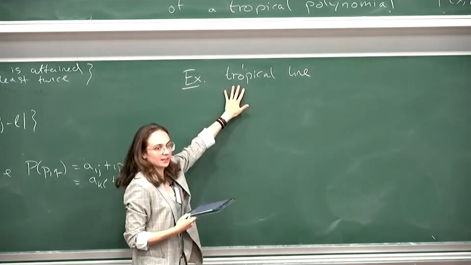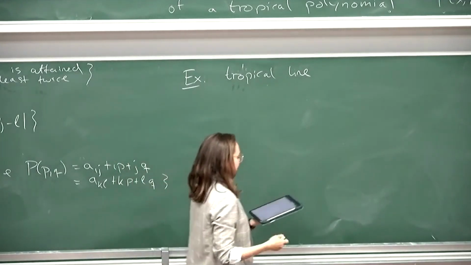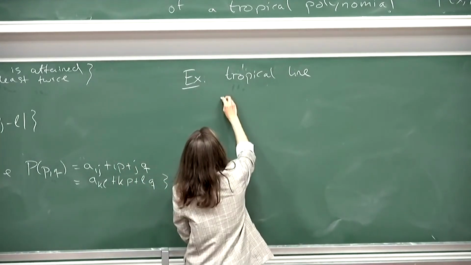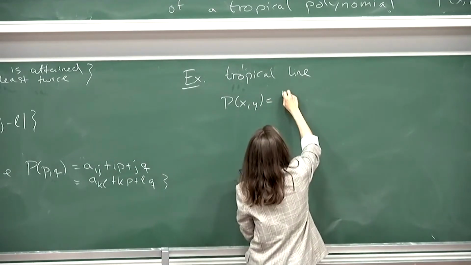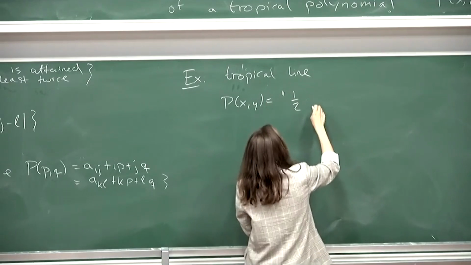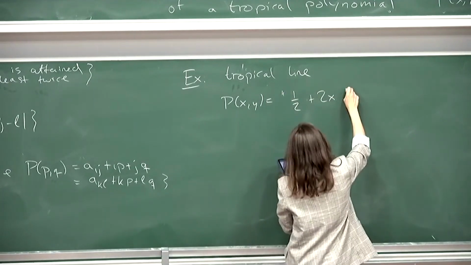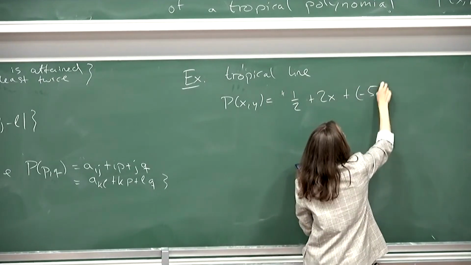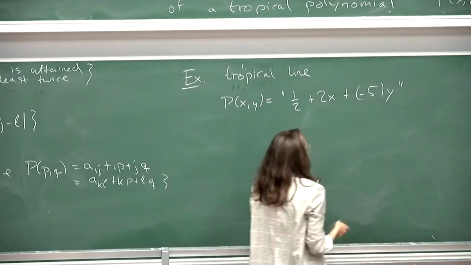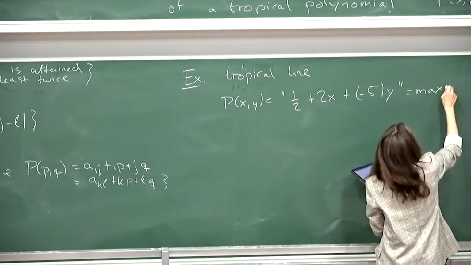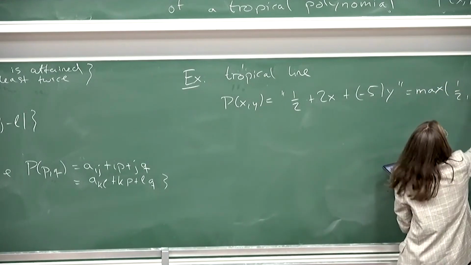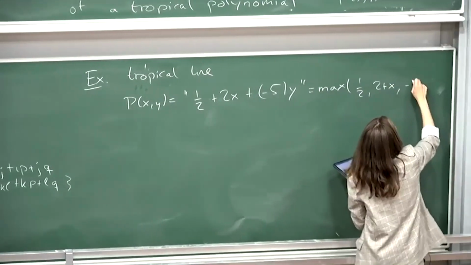A tropical line should be the vanishing locus of a tropical polynomial of degree 1. So let's pick one. Here I just took the following: a half plus 2x plus minus 5 times y. Let's translate this. This is the maximum of a half, 2 plus x, and minus 5 plus y.